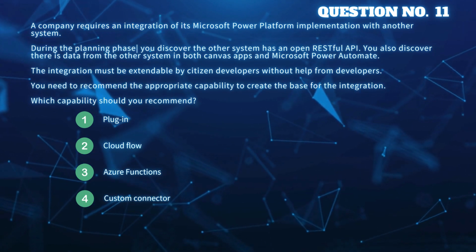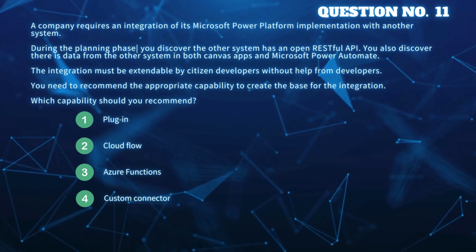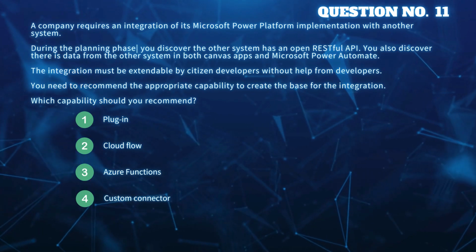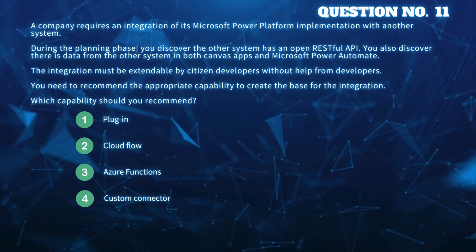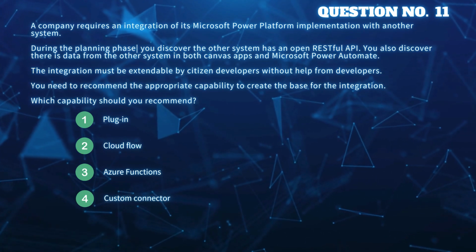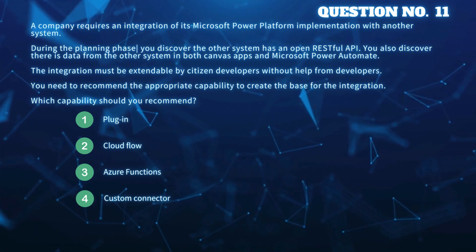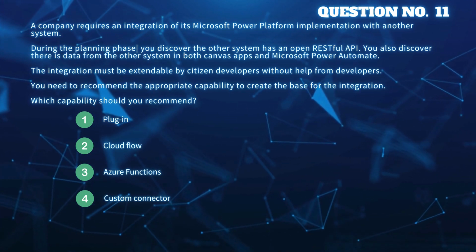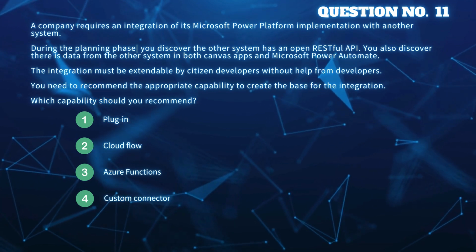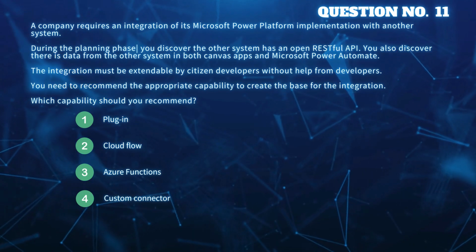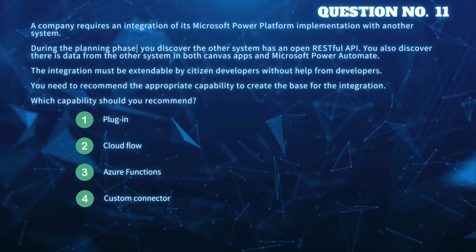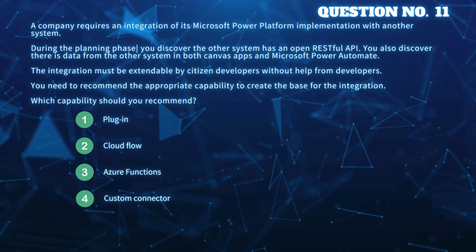A company requires an integration of its Microsoft Power Platform implementation with another system. During the planning phase, you discover the other system has an open RESTful API. You also discover there is data from the other system in both Canvas apps and Microsoft Power Automate. The integration must be extendable by citizen developers without help from developers. You need to recommend the appropriate capability to create the base for the integration. Which capability should you recommend?